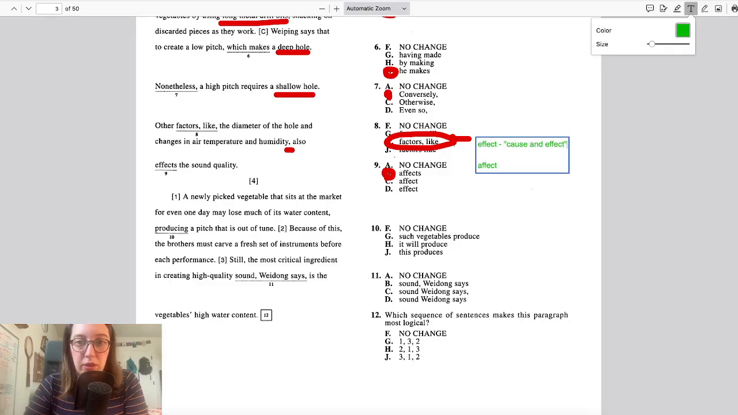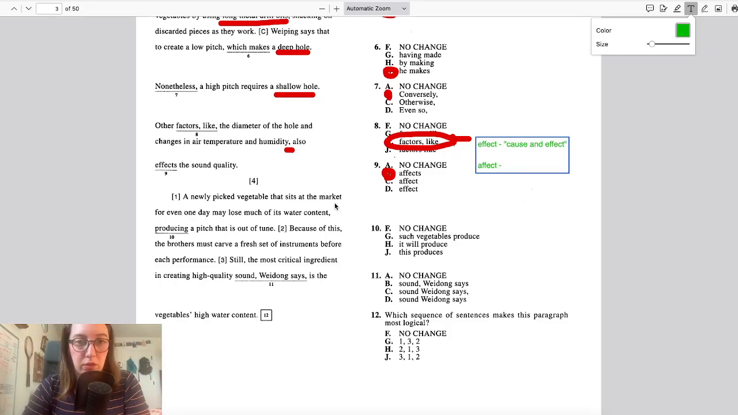So there's a cause and there's an effect. A happens and then B happens. B is the effect, right? So this would be something that comes second. Affect is when you're describing from a primary position that you've got. So for example, "also affects the sound quality." You're sort of flipping the structure here.